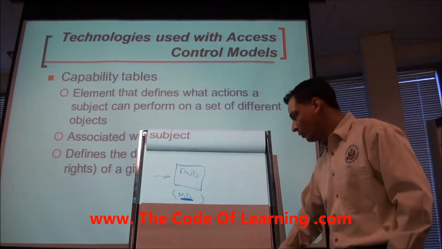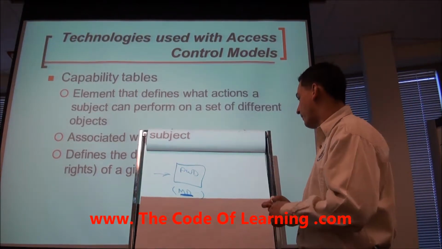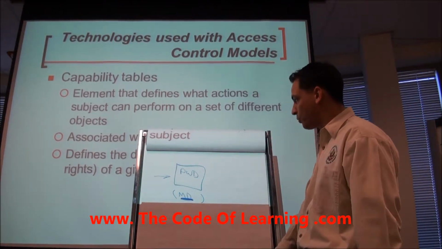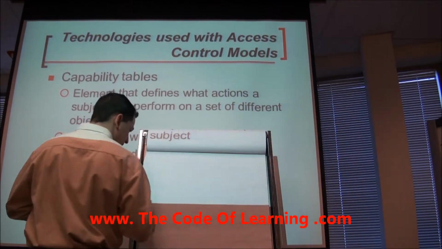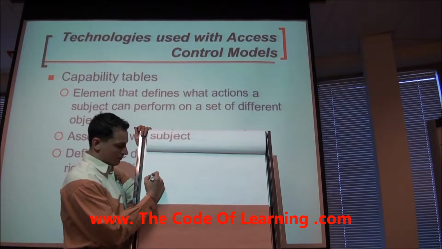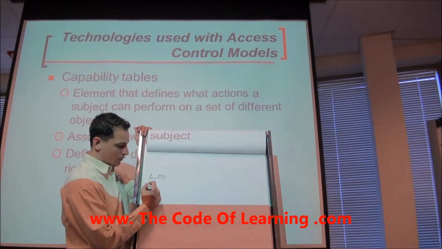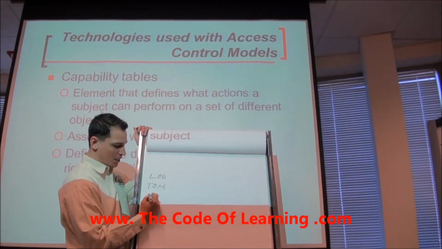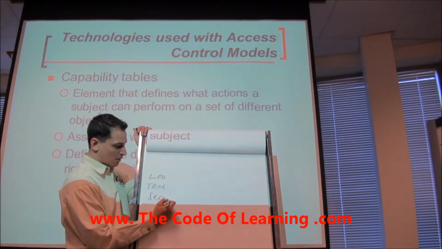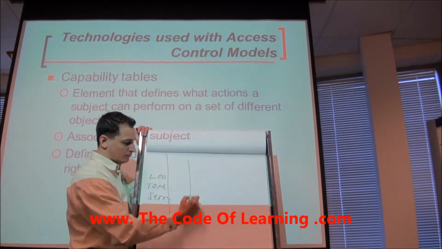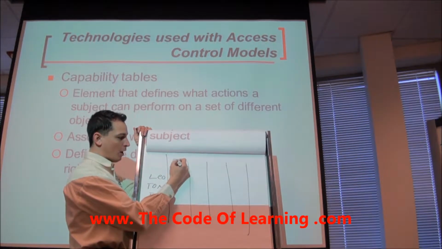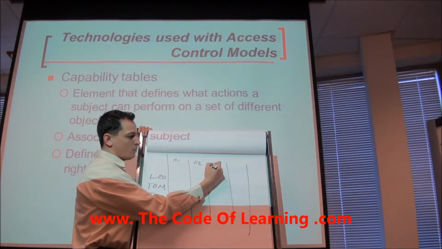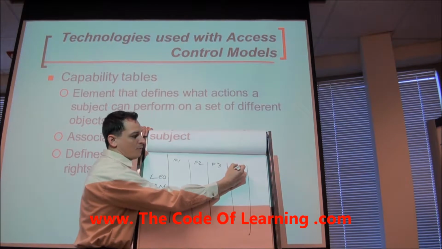Let's do it this way. Leo, Tom, and Jerry. That'll be your first column. So file 1, file 2, file 3, file 4.